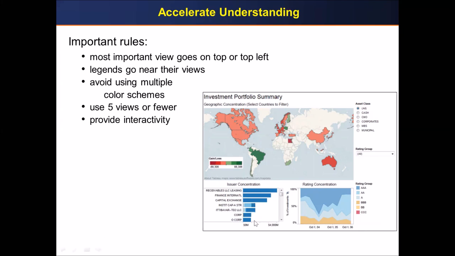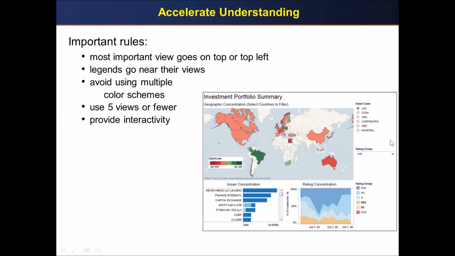The legends should go next to the views. Always put color legends, always have that, so people know what the colors actually mean. So put the colors next to it. Try to choose colors that harmonize nicely with the others. Don't have one color map here and then a very different color map on the bottom, okay?